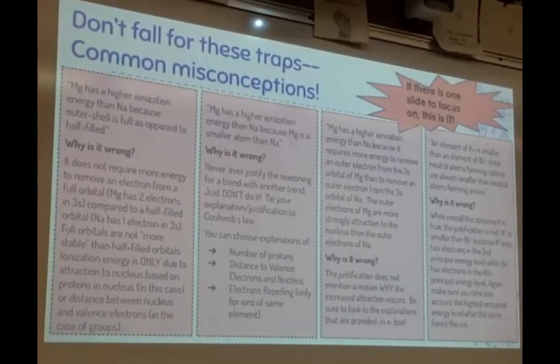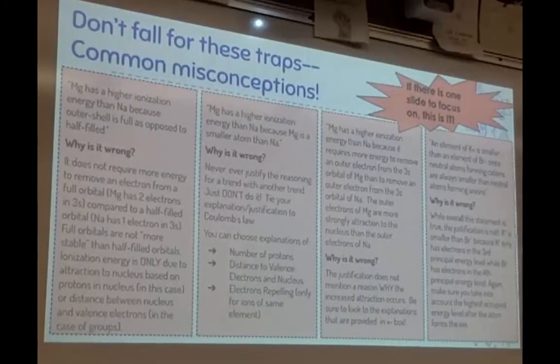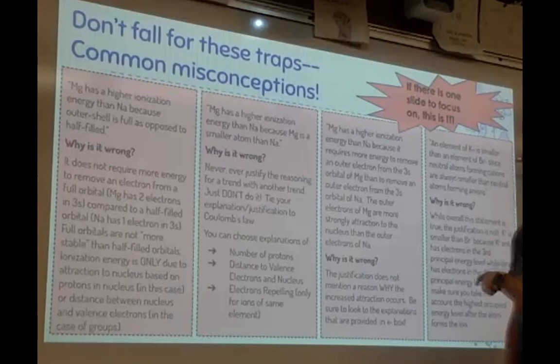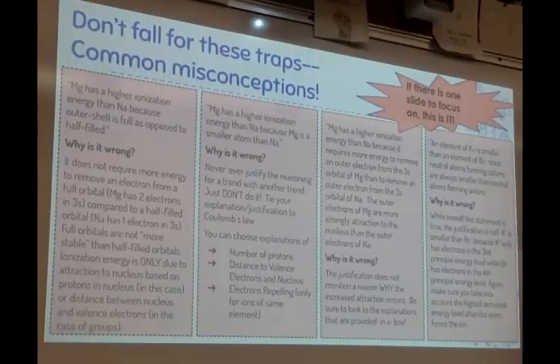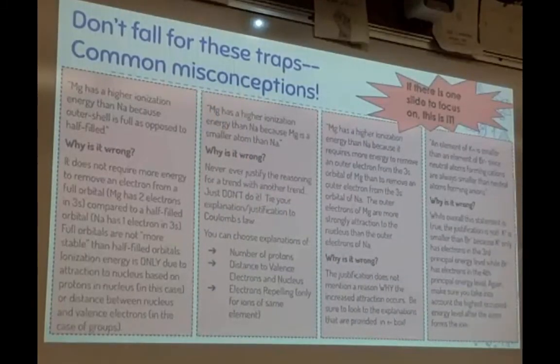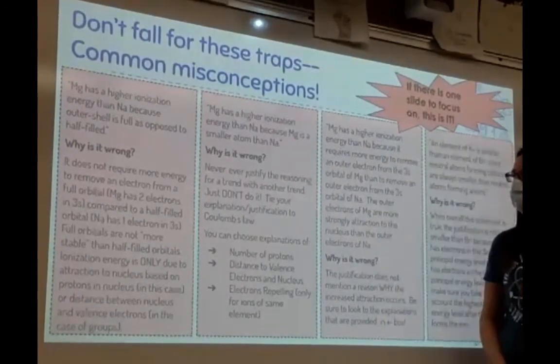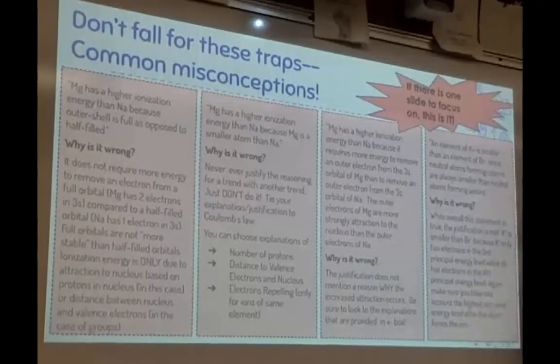So this is probably one of the most important slides on here. This is actually looking at sample responses to periodic trend questions. So they give different responses and why it's incorrect, and then how to make it better. So this first one says magnesium has a higher ionization energy than sodium because the outer shell is full as opposed to half filled. We don't worry about full outer shell or half filled shell when it comes to ionization energy. We are looking at how many protons are there in the nucleus and how far the valence electrons are from the nucleus. That's what we focus on.